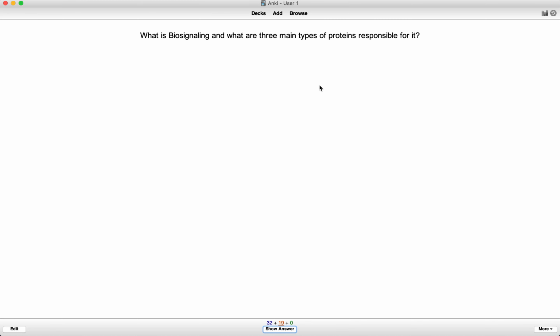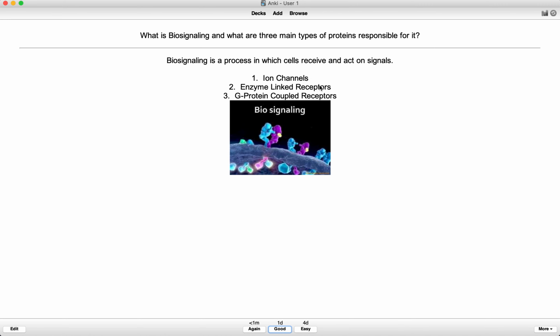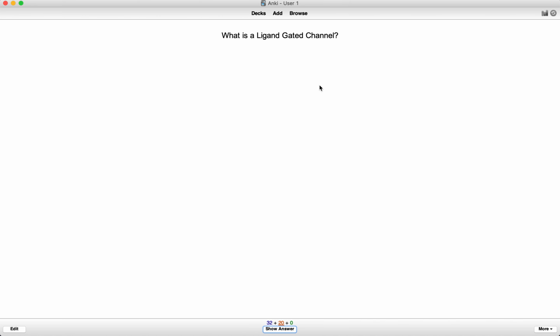And the three main types of protein responsible for it are the ion channels, enzyme-linked receptors, and G protein coupled receptors. Enzyme-linked receptors, G protein coupled receptors and ion channels. So I'm going to put that as a no.